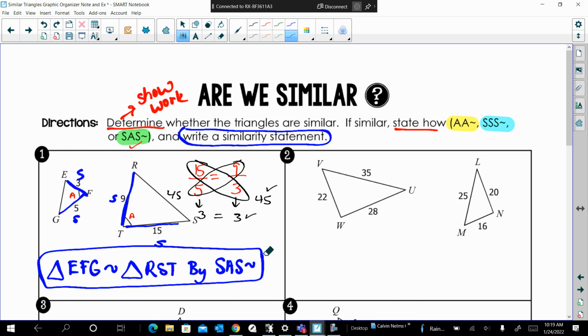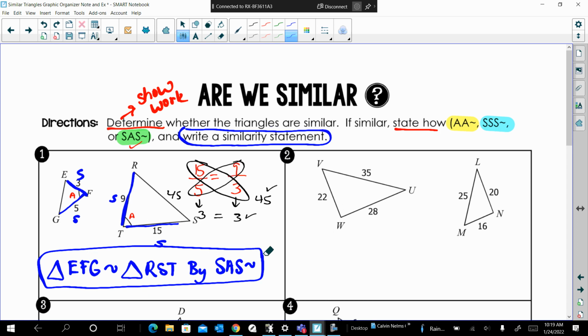So it's just not yes or no answers. It's the work and then the similarity statement, or it's the work and saying not similar. So pay attention to what's given. That's usually your clue to how to pick the right one.